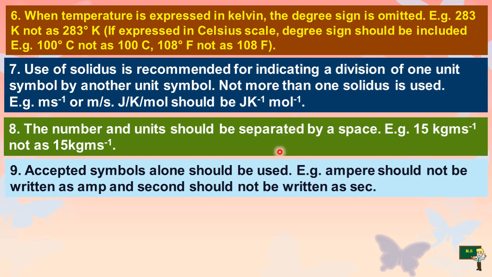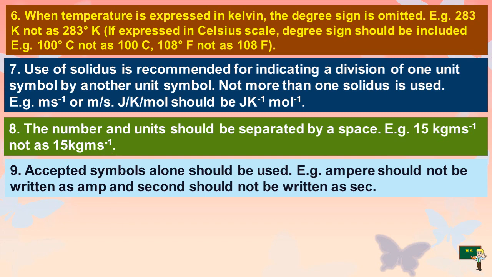The number and unit should be separated by a space. Example, 15 kilogram meter per second or 15 kg m s^-1 and not as 15kg m s^-1. That means the space between them. Here you can see you don't have a space between the 15 and kg m s^-1.